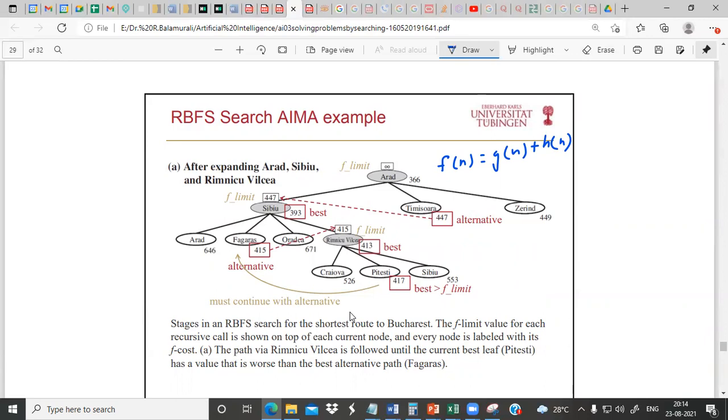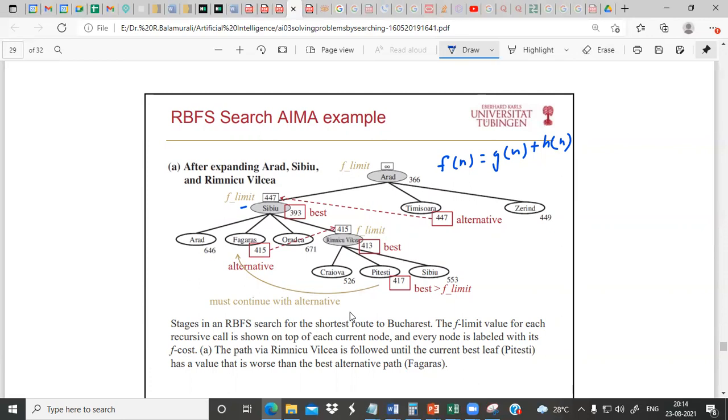Now from Arad, what are the possibilities? We can go to CBU, Timisoara, and Zerind. And these are the F scores. This is the F score for CBU, that is g(n) plus h(n), which is 393. This is the F score for Timisoara, which is 447. This is the F score for Zerind, which is 449. Now from all these, we'll pick the minimum cost path. The minimum path is what? CBU.